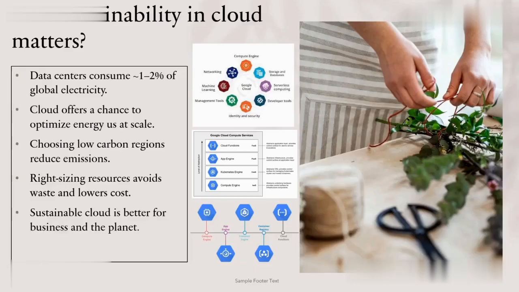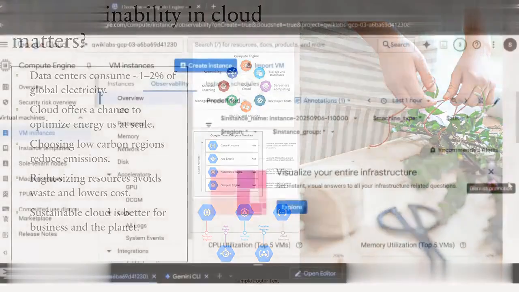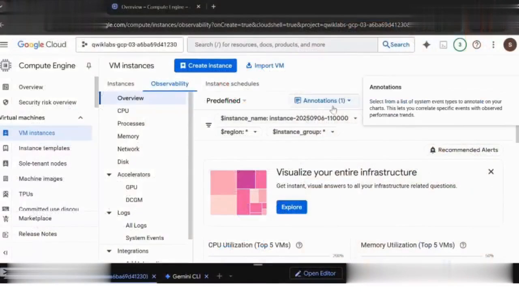In today's digital economy, cloud services are everywhere, but the energy powering them often goes unnoticed. Data centers demand about 1 to 2% of global electricity, and depending on the region, that energy might be renewable or rely heavily on fossil fuels. Cloud offers a chance to optimize energy usage at scale. By choosing efficient configurations and low carbon regions, we can help in reducing greenhouse gas emissions, avoid waste, and lower the cost. In short, sustainability in the cloud is not just about saving cost, it's about aligning technology with environmental responsibility. Let's move into the Google Cloud Console and take a look at Compute Engine.